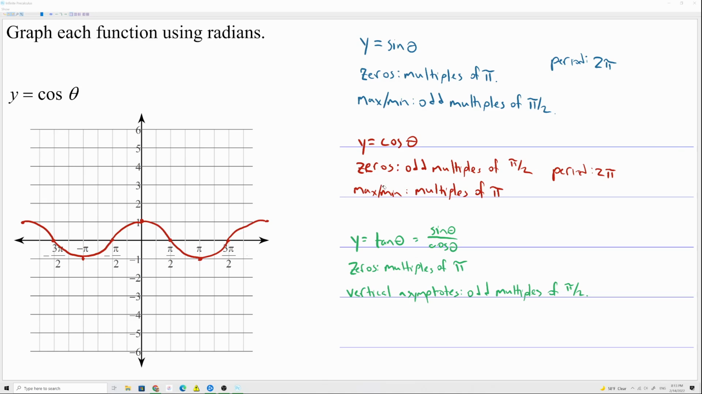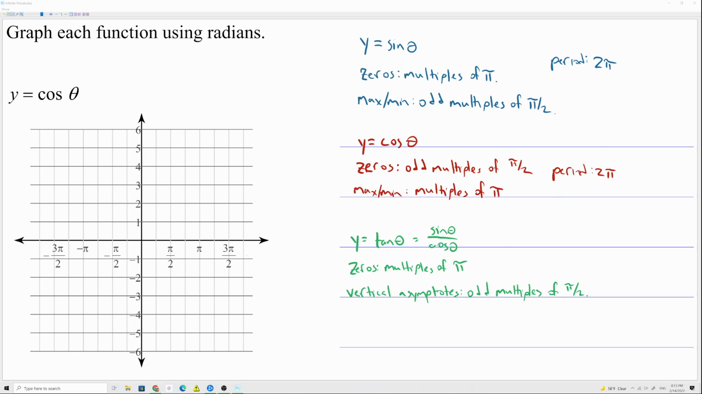Again, give me a moment to erase this graph. I want to keep the information on the right side of the screen. And now let's graph the tangent function. Now, the tangent function is significantly more complicated. You want to think about the tangent function as sine divided by cosine.